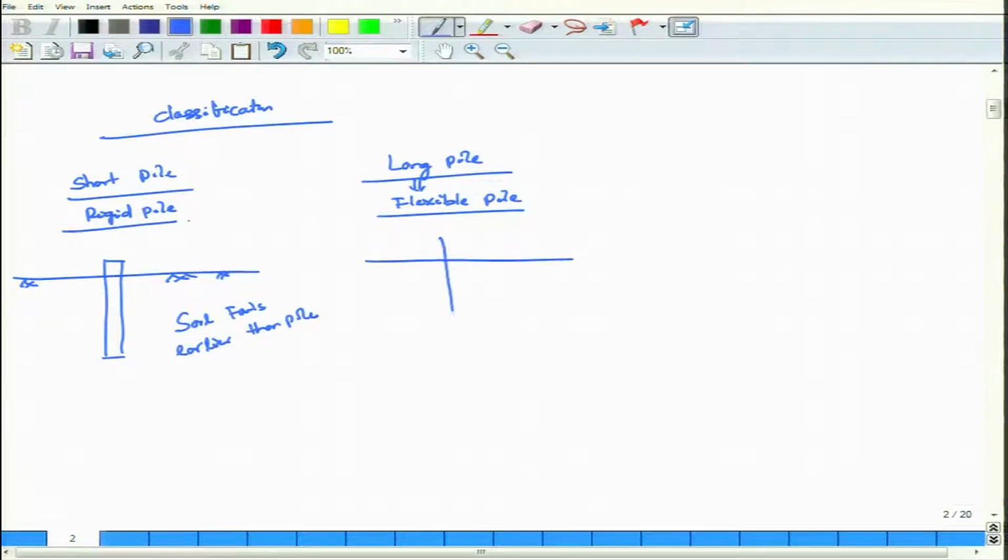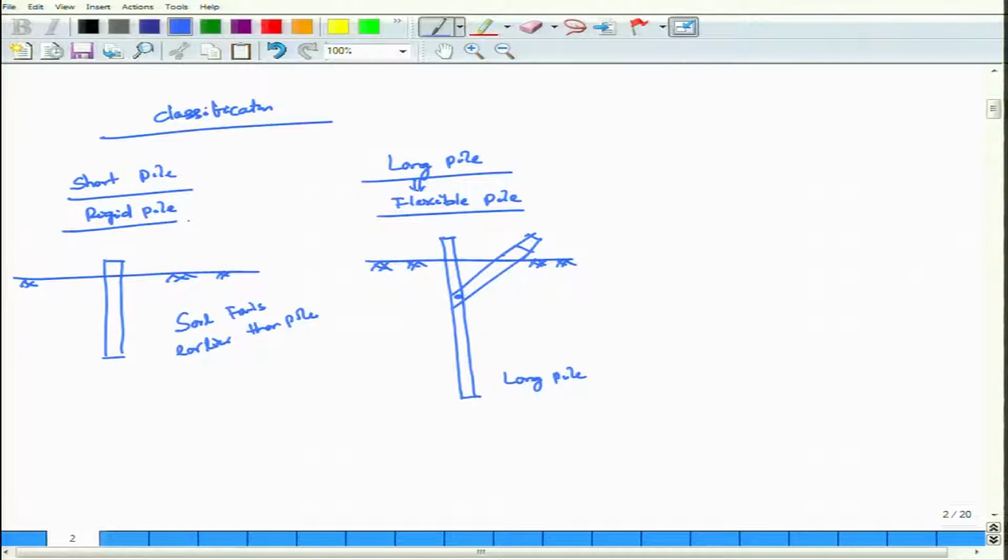If I take a long pile, what will happen? The pile fails earlier than the soil, and the pile fails by means of bending. Somewhere a hinge will be formed and it will fail by bending. So, this is a long pile or flexible pile, very simple. Details I will go one by one.